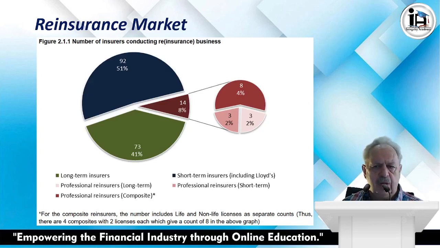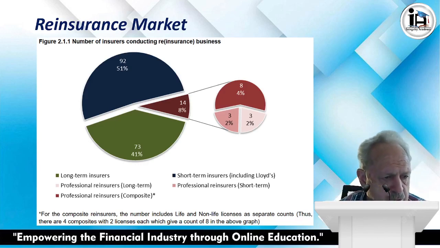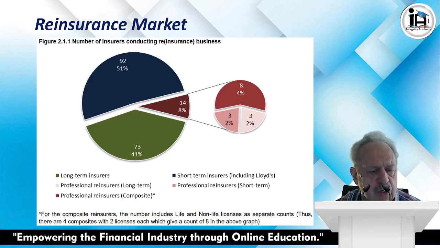Right, here's just a graphical representation of the number of insurers conducting reinsurance business. You can see there the green area, the long-term insurers, 41%. Professional reinsurers in the long-term industry we've broken down for you because it's a very, very small percentage: 2% and 2% of that block of 14%. Your professional reinsurers, which is 4% of that block. And then your short-term insurers, including Lloyd's, which makes up the bulk here, which is 51%, and then your professional reinsurers in short term, which makes up about 2% on that small little graph that we showed you there.